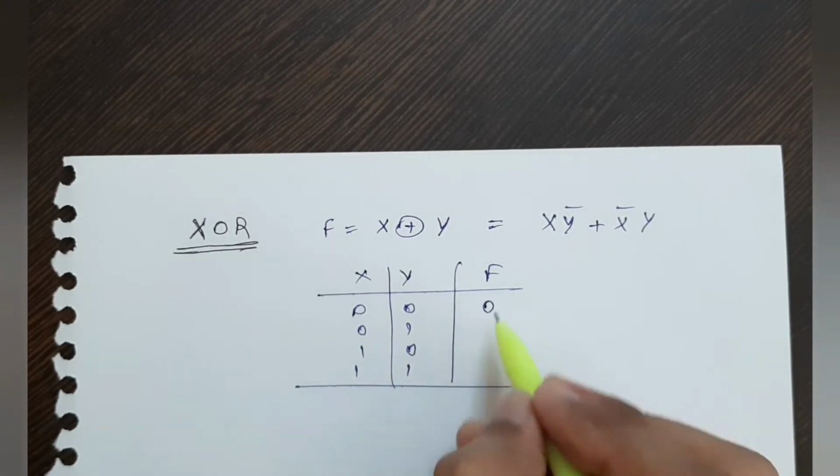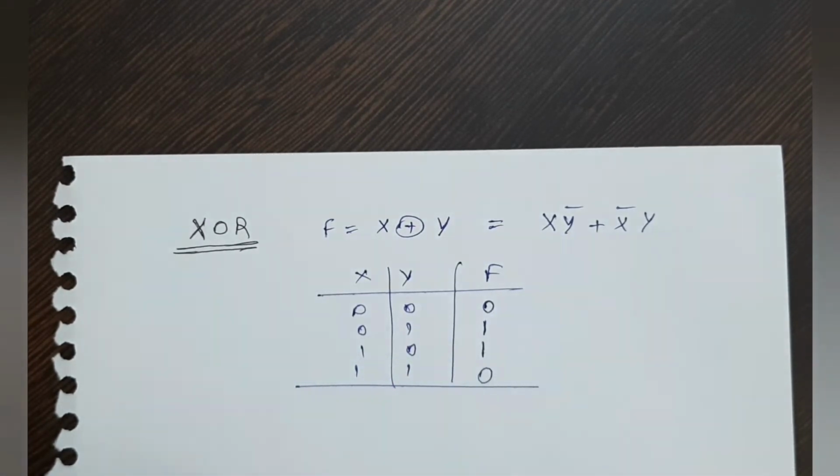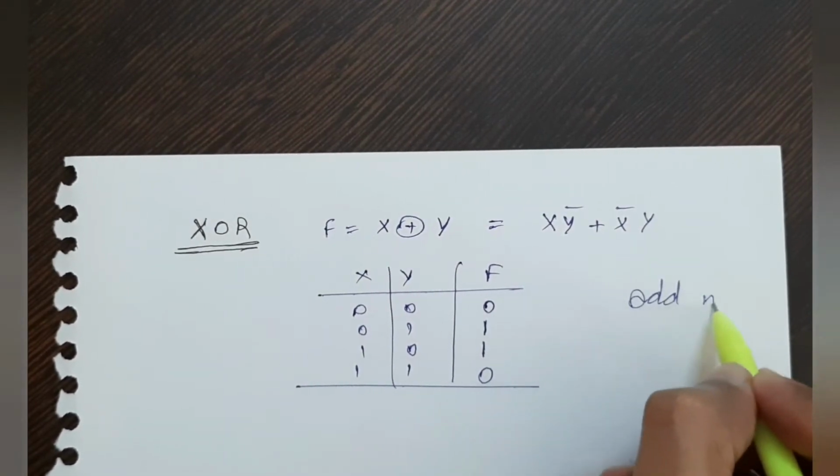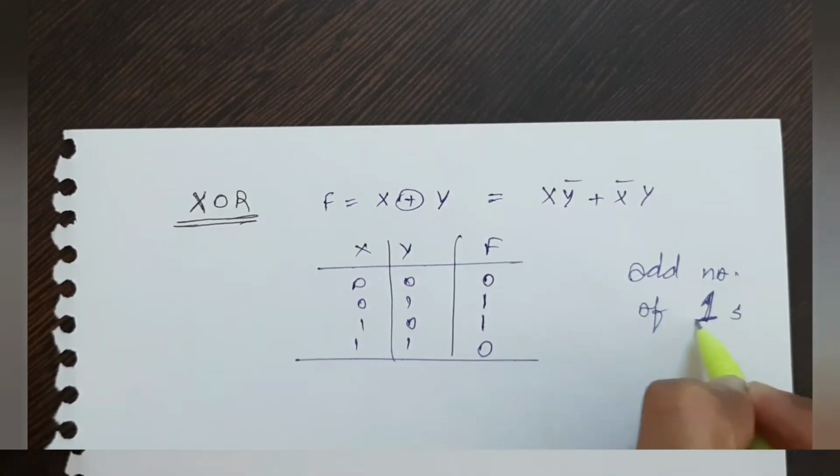The truth table is x y f: 00 0, 01 1, 10 1, 11 0. Wherever there is odd number of ones, the output shall be 1.